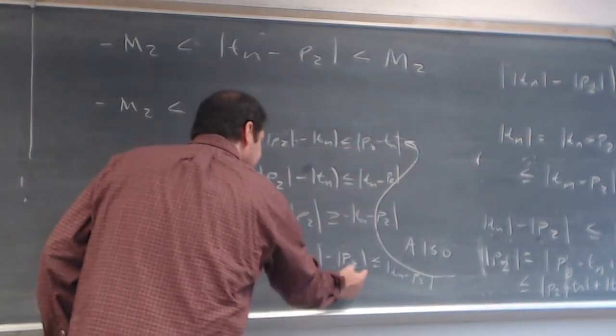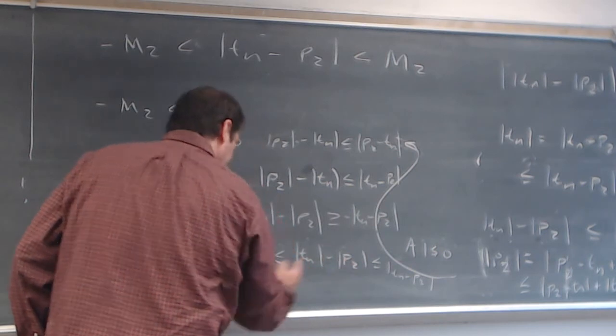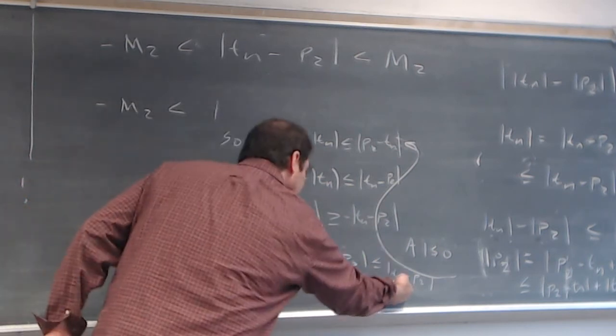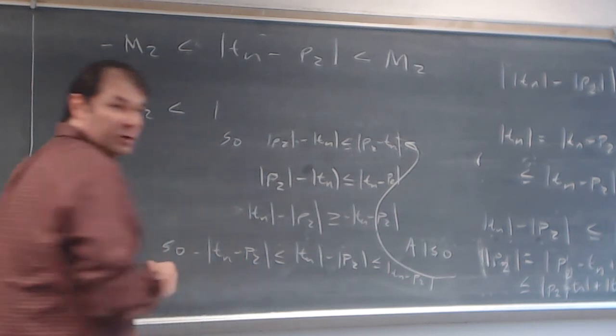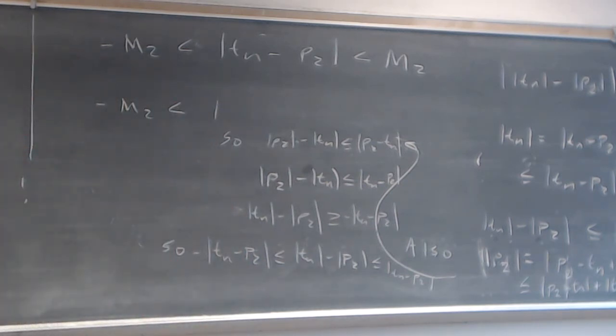So look, when you have some real number that's sandwiched in between a positive number and its negative version, what does that tell you? That is, if C is a number sandwiched in between -3 and 3, how could you rewrite that? The absolute value of C. Okay.